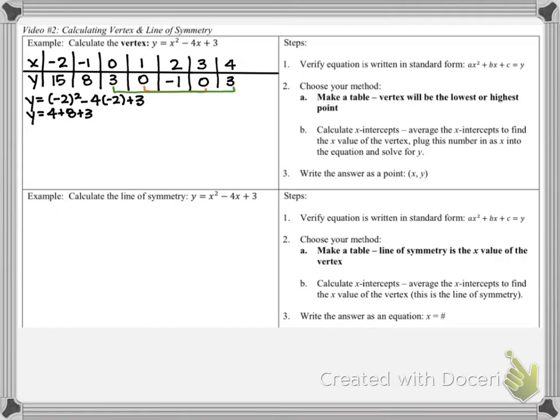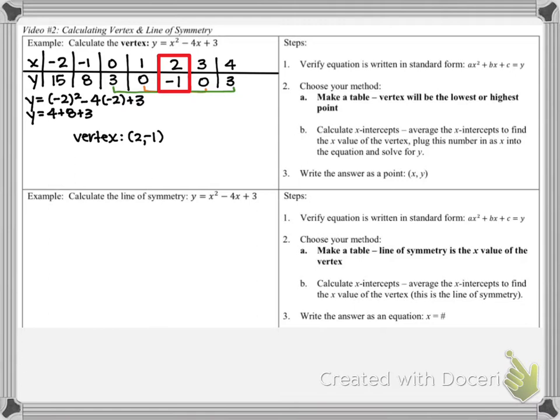So if I take a look at the table itself, I see that the lowest point, so the one that has the smallest Y value, is going to be located at 2, -1. That is going to be my vertex. Now, continuing on with this, if you want to find the line of symmetry, the line of symmetry is the X value of the vertex. So you don't necessarily have to find the Y value, but you do have to find the X.